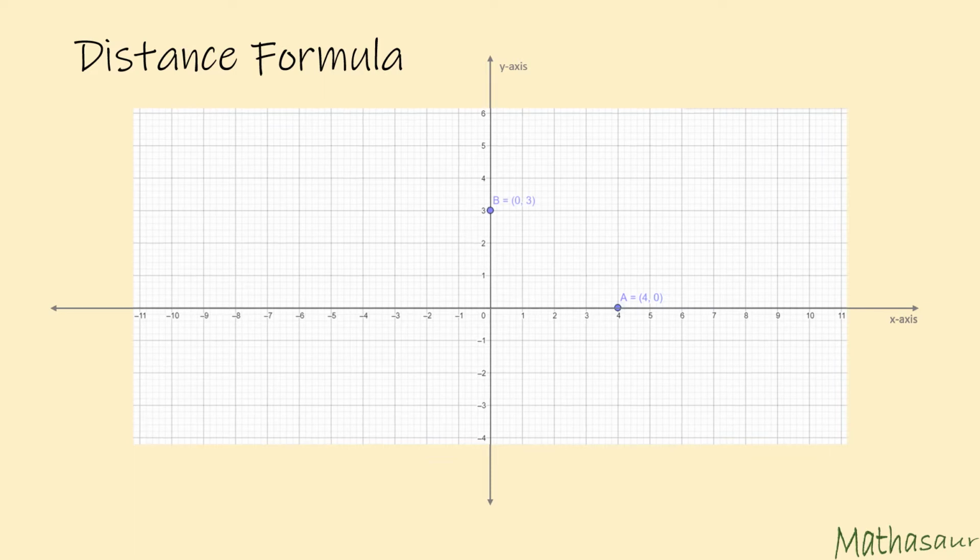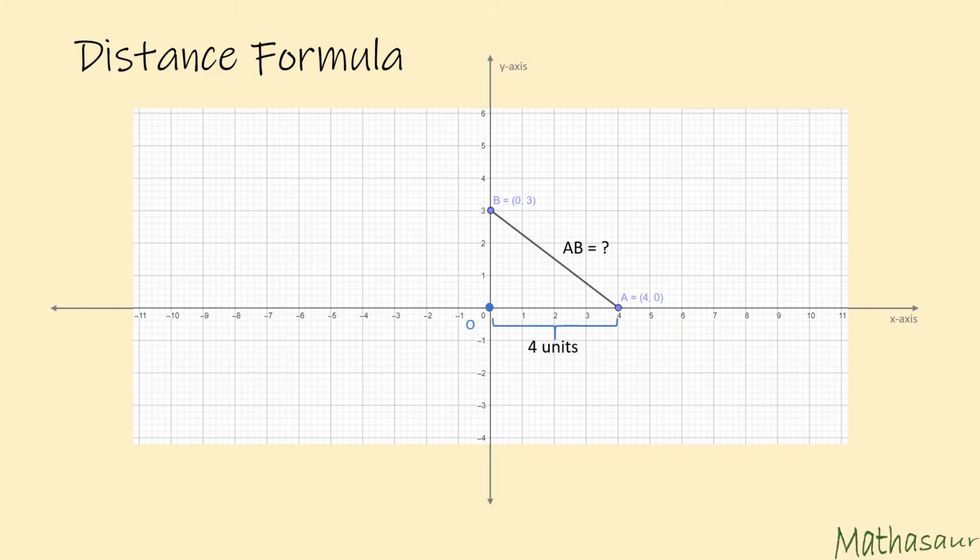Let's take another point, this time on the y-axis. Now point B has the coordinates 0, 3. Now let us try to find out the length of this segment AB. As you can see, x and y axis are perpendicular to each other. Let us call the origin as O, which is the intersection of the x and y axis. Now triangle OAB is a right angled triangle.